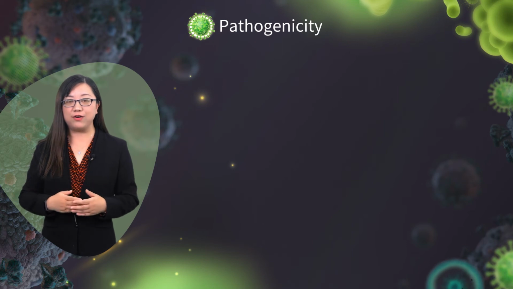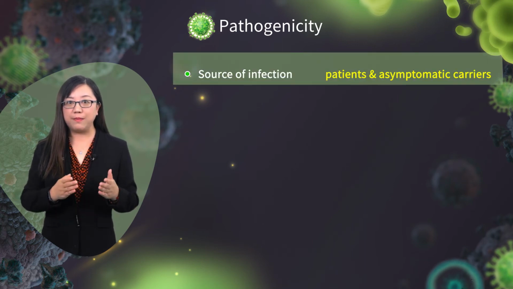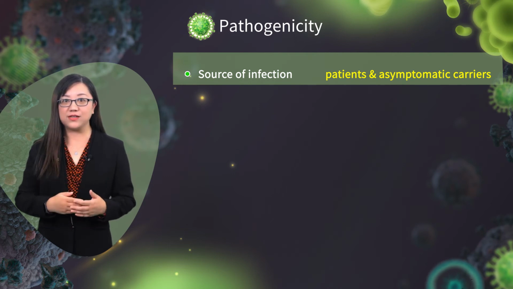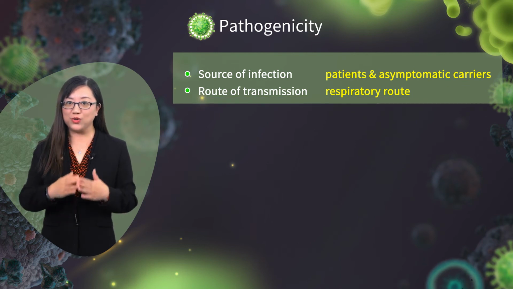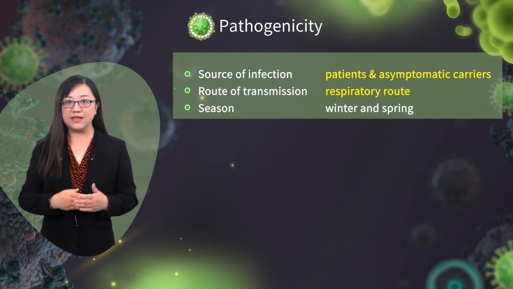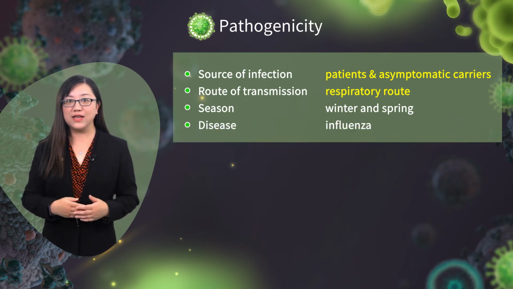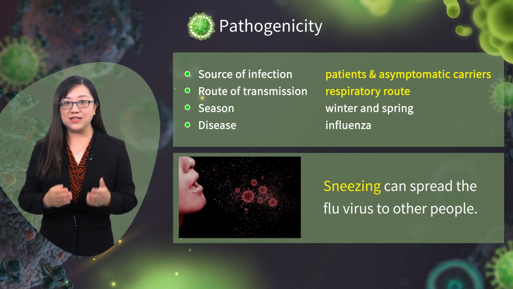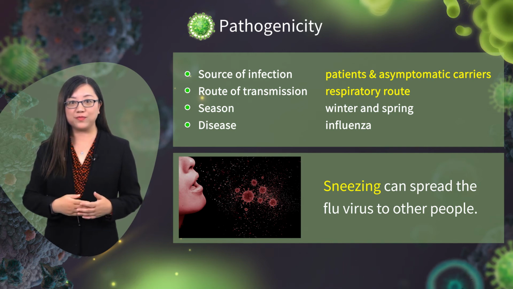Pathogenicity of flu virus. Source of infection is patients and asymptomatic carriers. Route of transmission is respiratory route. Season, usually in winter and spring. Disease is influenza. Sneezing can spread the flu virus to other people.